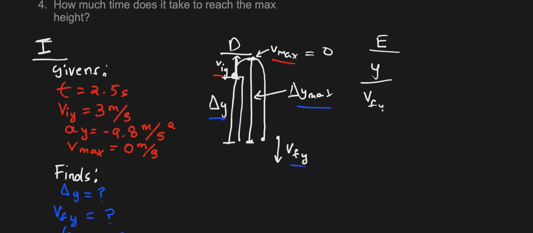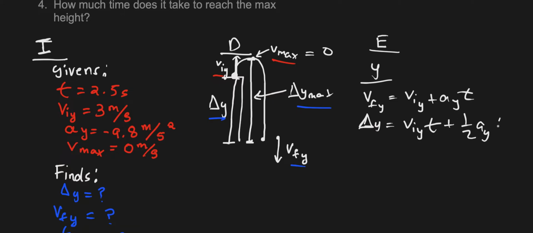The final velocity in the y is equal to initial velocity in the y plus the acceleration in the y times time. The delta y is equal to the initial velocity in the y times time plus a half acceleration in the y times time squared. And then v final y squared is equal to v initial y squared plus 2 times the acceleration in the y delta y. Those are a lot of equations, but we're going to only be looking at a couple of these.